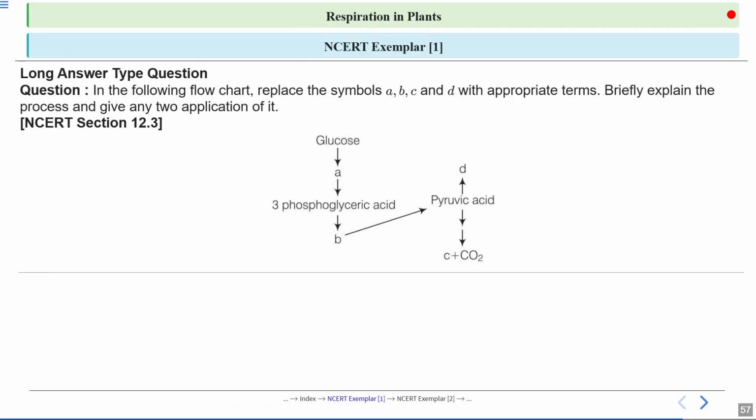So let's see the long answer type questions. The first question here is, in the following flow chart, replace the symbols A, B, C and D with appropriate terms and briefly explain the process and give any two applications of it. So let's look at the solution.